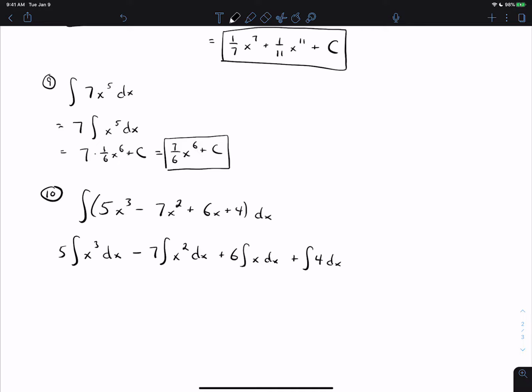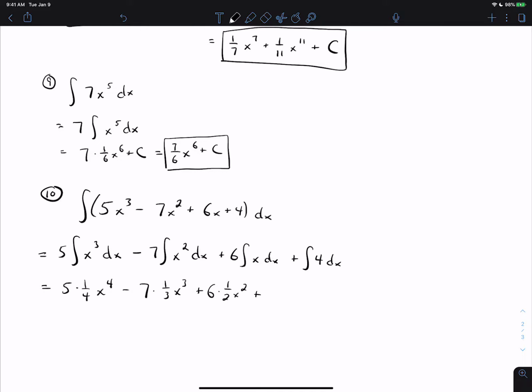3 integrals that match those forms exactly. One exception to that is when you have a number by itself. So if I have 4 dx, we're not going to write a form for that, but that's one where it won't look exactly like one of the forms, and we can still do the problem. When we do this, now we've got 5 times 1/4 x to the 4th minus 7 times 1/3 x to the 3rd plus 6 times 1/2 x squared.